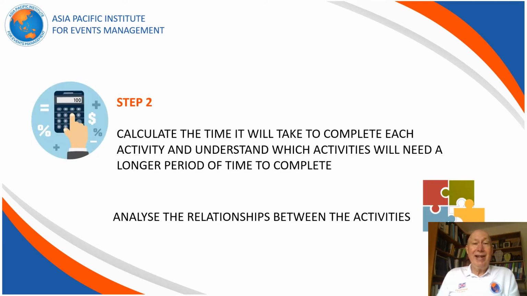Step 2 is then thinking about the time. How long will it take to complete each of the activities? And this helps us to understand which activities will need a longer period of time to complete. In step 2, we also think about the relationships between the activities. Which activities come first? Which come second? And can any activities be carried out at the same time, simultaneously?